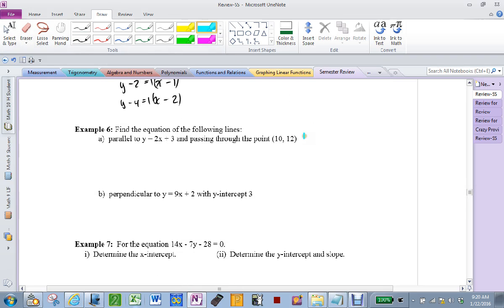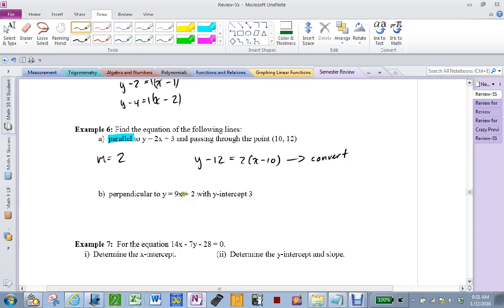What is the key word in example 6? Parallel. So what's got to be the same? That slope. So what's find slope? M is 2. Do I have a slope? Do I have a point? So what's the equation? y minus 12 equals 2x minus 10. And then what must you be able to do? Convert, just in case, to general, standard, and slope-intercept.